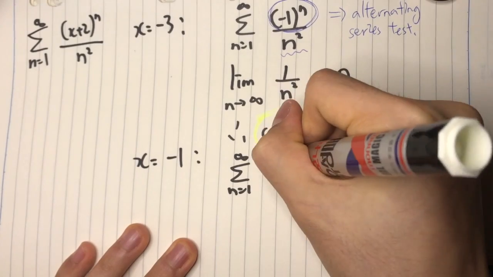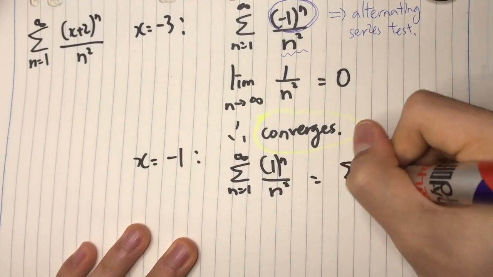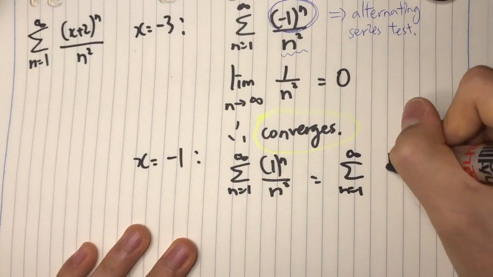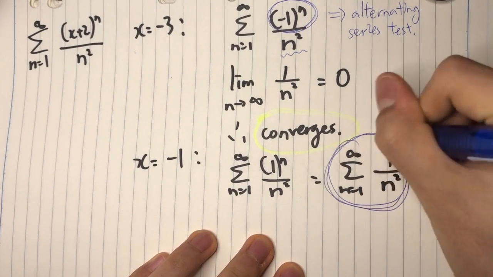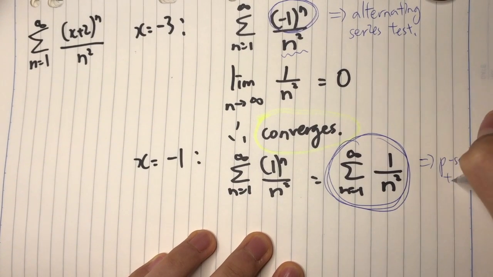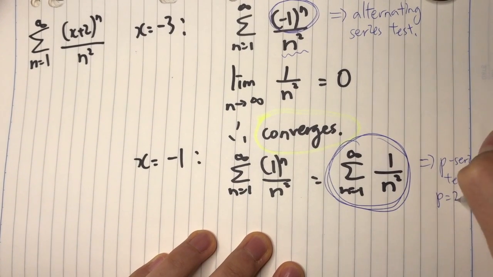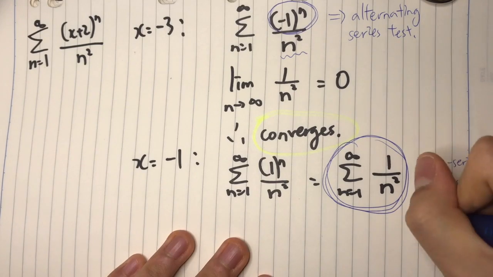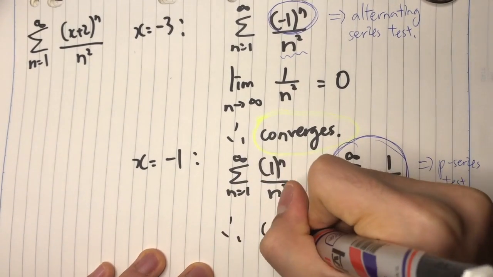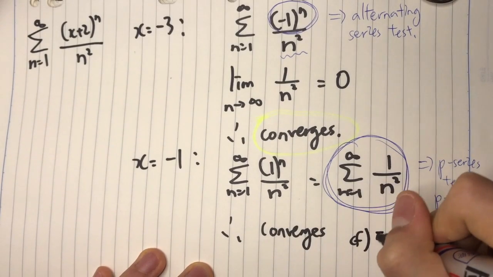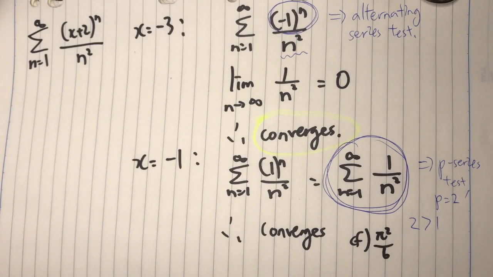Now we're going to do the same thing for x equals -1. If we simplify the series, it's going to just be 1 over n squared. That's just a p-series with p equals 2, which is greater than 1, so it is going to converge as well. It's going to converge to pi squared over 6, just as a side note.